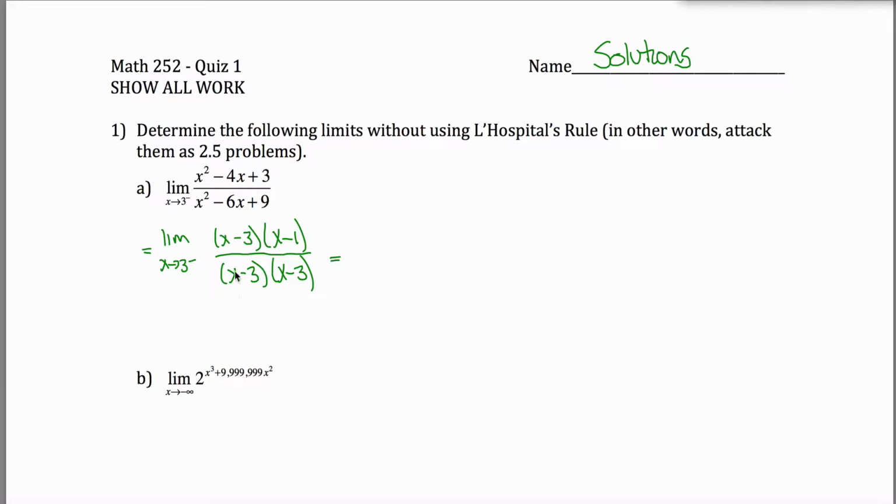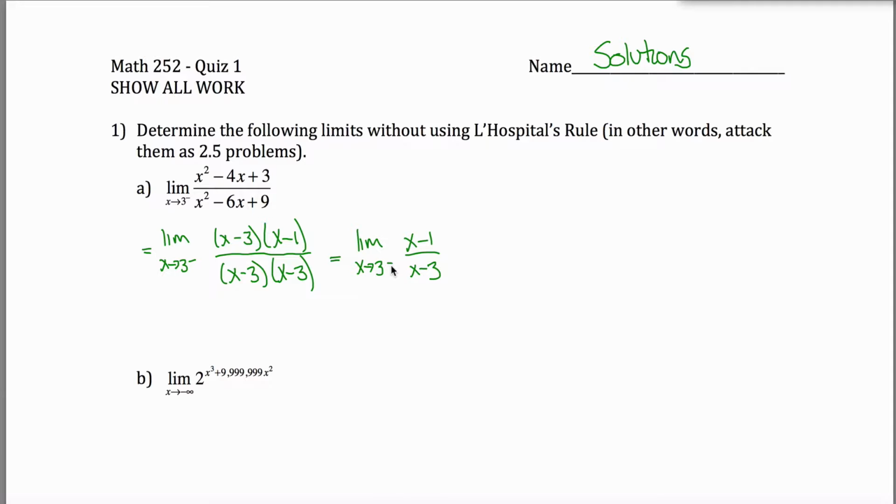And in this expression, I can cancel out these x minus 3's. You got to be a little bit careful there. You can't just cancel them in any expression, but because I'm taking limits here, I'm not concerned with the value when x equals 3. So I don't have to worry about dividing by 0. I can cancel out those x minus 3's and say that this is equal to the limit as x approaches 3 from the negative side of x minus 1 over x minus 3. And then we can evaluate this limit here.